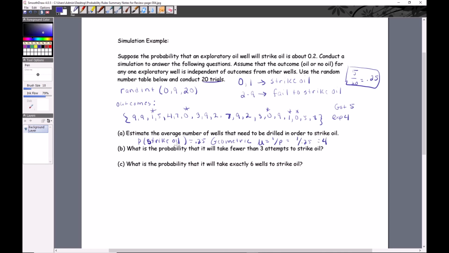Interesting. Then it says, what is the probability that it'll take fewer than 3 attempts to strike oil? Again, that's for a first strike, so this is going to be geometric. I'm just going to do it with calculator speak. 0.25, and it's either going to be 1 or 2 because you can't strike oil if you don't drill a hole. And you get 0.4375.